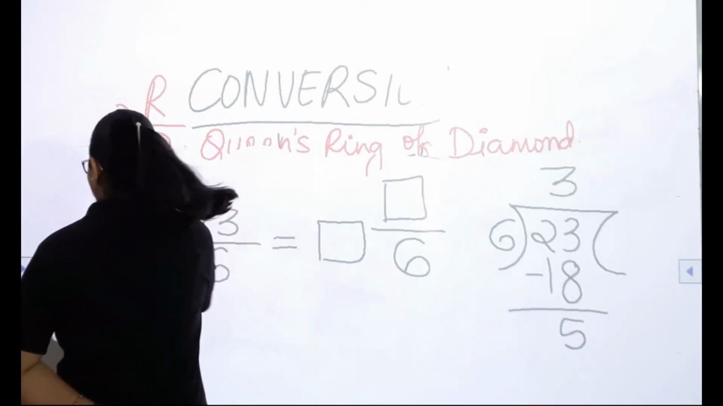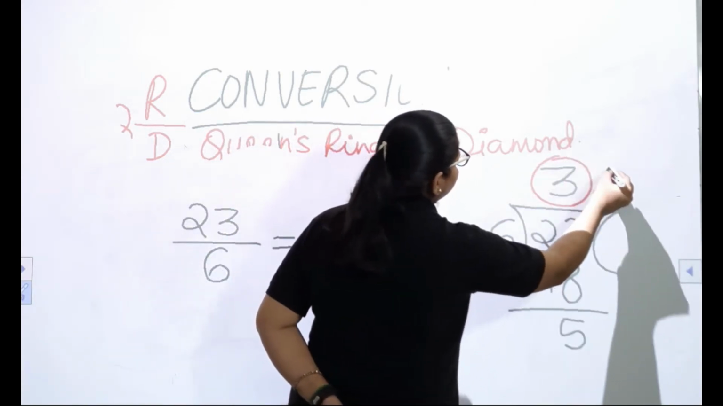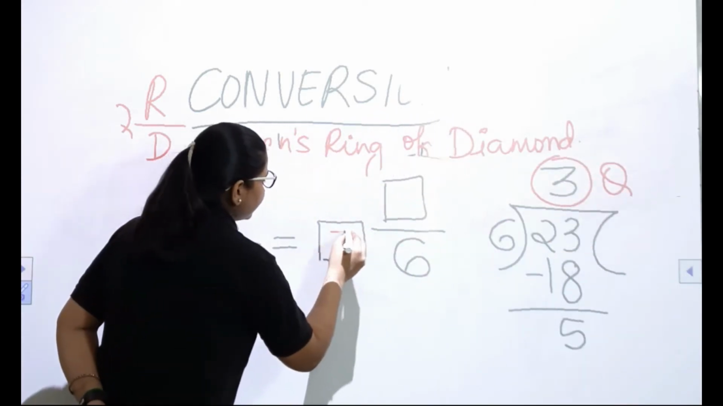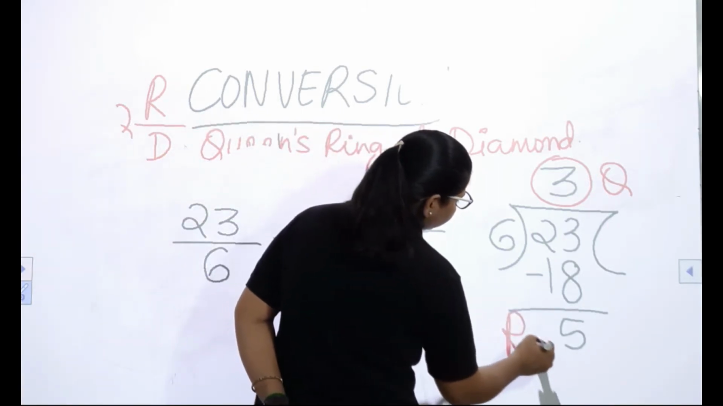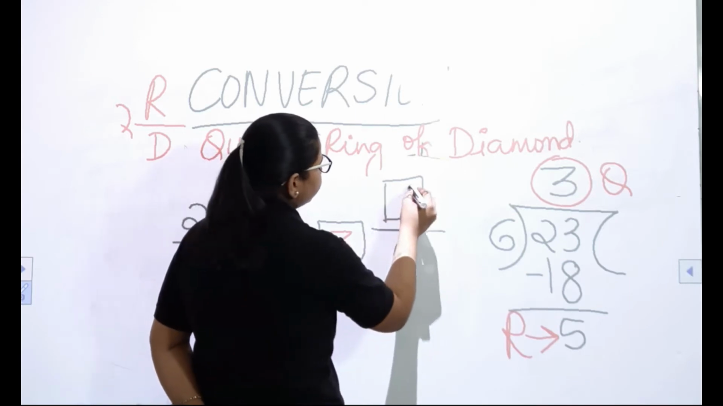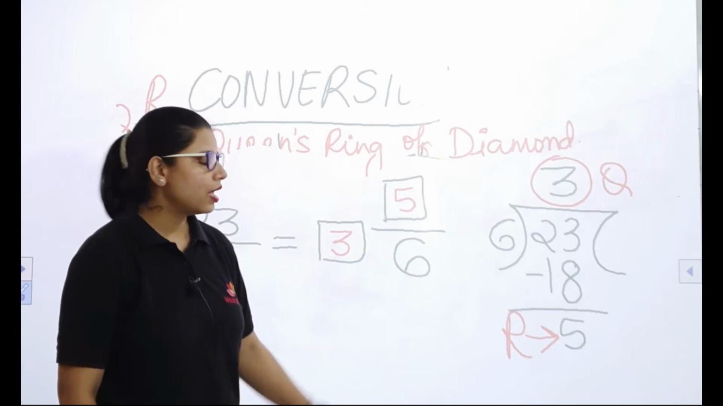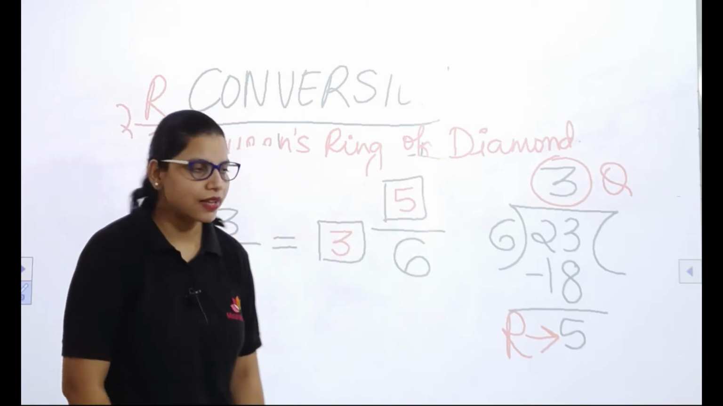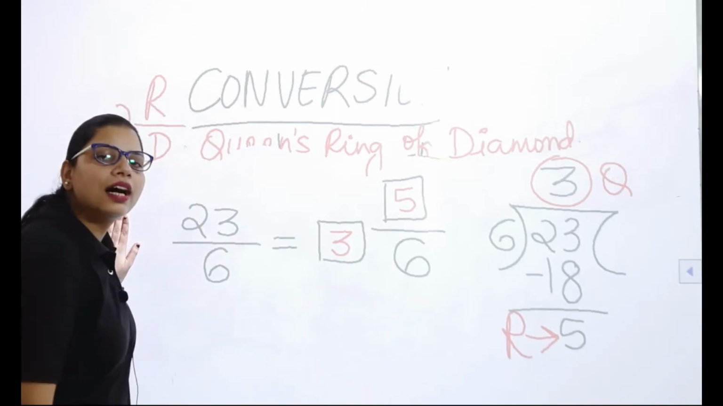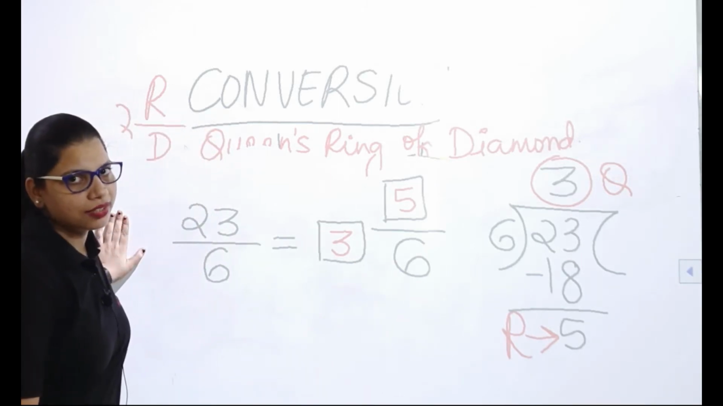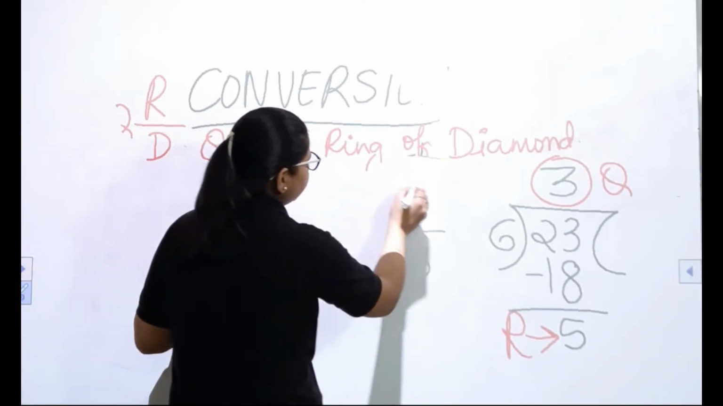So, what is the queen here? The above number, which means the quotient. So we will write the queen here, this is the place of queen. And what is the ring here? That is the remainder. Remainder is 5. So the answer is 3, 5 over 6. 3, 5 upon 6 is the mixed fraction for the improper fraction 23 upon 6. Right? Okay, let's do one more and the last question.